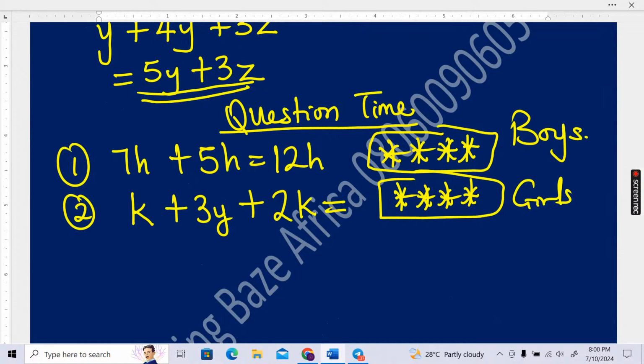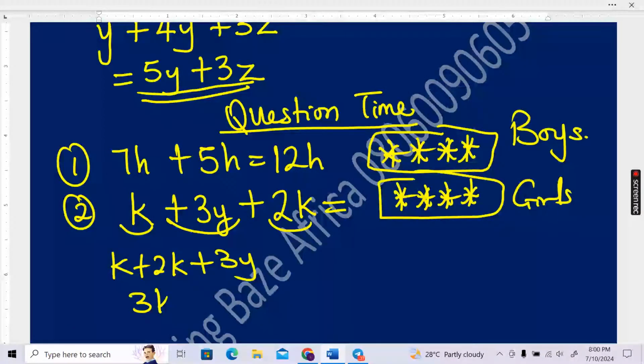All right, so now let's collect the like terms. K and 2K are like terms. So that'll be K plus 2K. Then we'll bring in the unlike term, which is plus 3Y. So K plus 2K is 3K plus 3Y.